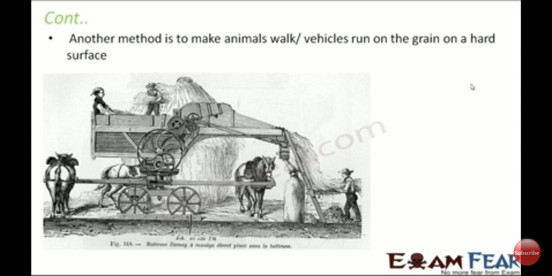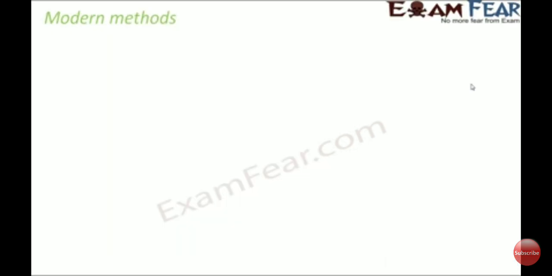Sometimes animals are made to walk and sometimes vehicles are run on the grain. If vehicles are run, in that case there is not much manual effort or manual labor. So these are some alternative traditional methods of doing threshing manually. However, these days some modern methods have come up where the manual effort has been replaced by machines.